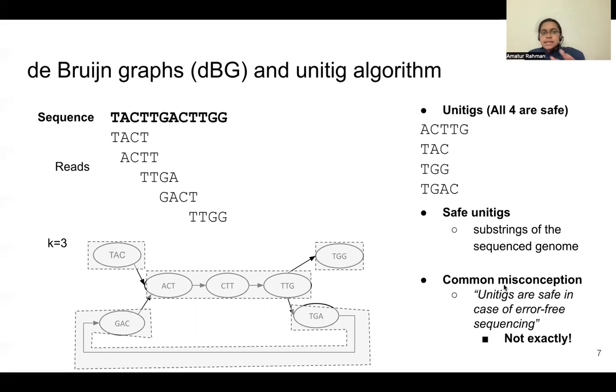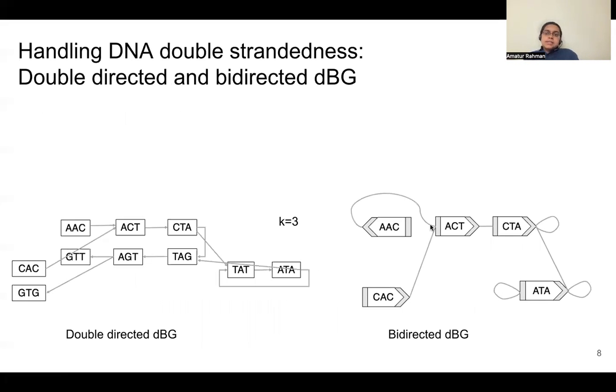Assemblers expect safe Unitigs when there are error-free reads. So the most common misconception is that Unitigs are safe in case of error-free sequencing. But as we will see in this work, that's not exactly true. Then there's the other thing that these Unitig algorithms need to handle.